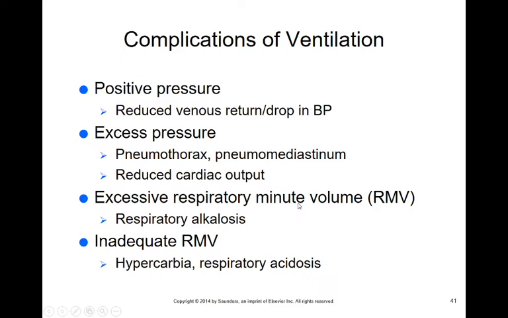So complications of ventilation, we can cause problems if we put too much pressure.